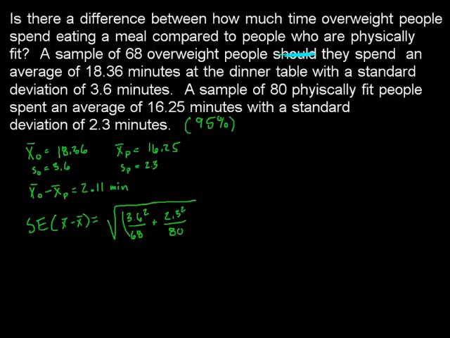And again, you could do all this at once. You don't have to do separate things. Just make sure that these things go in their own sets of parentheses here. So square root of 3.6 squared divided by 68 plus 2.3 squared divided by 80. And hopefully I have all those numbers right. Looks right. And I get 0.5067. And that would be in minutes as well.